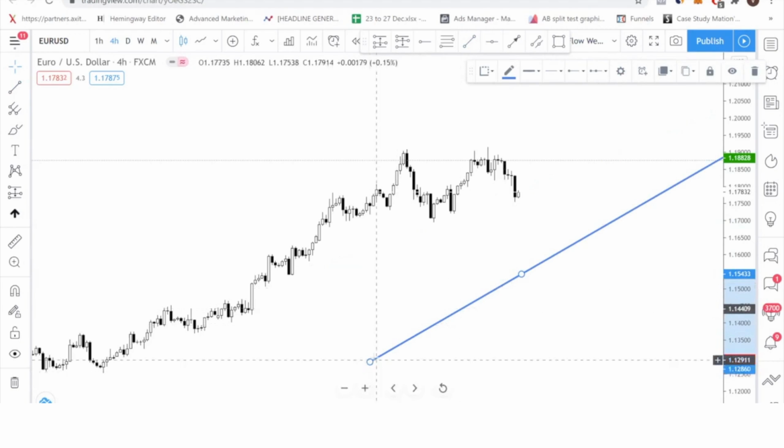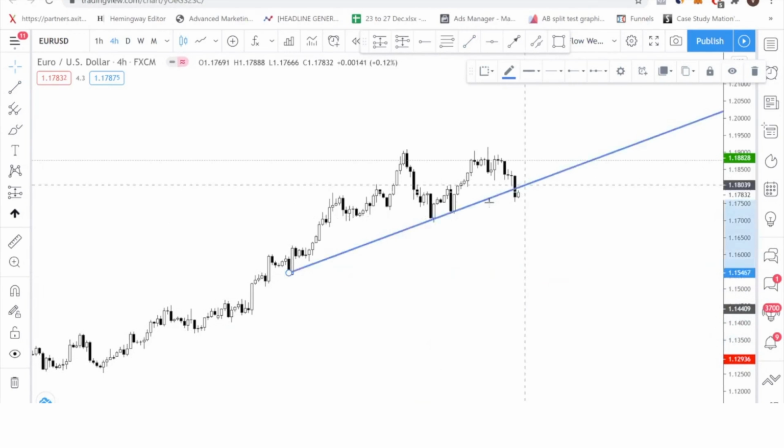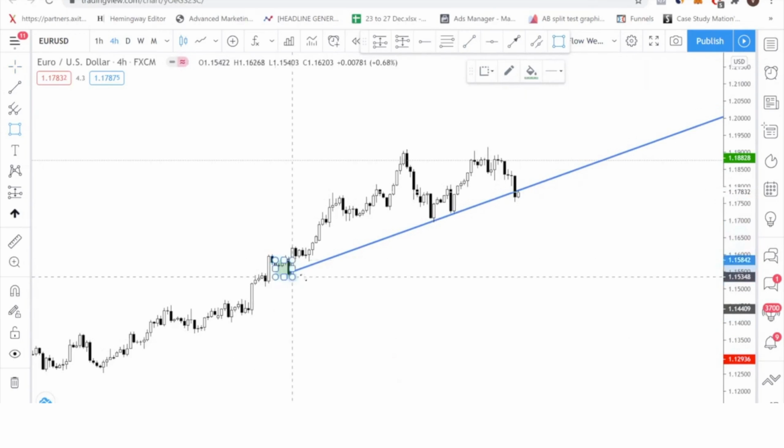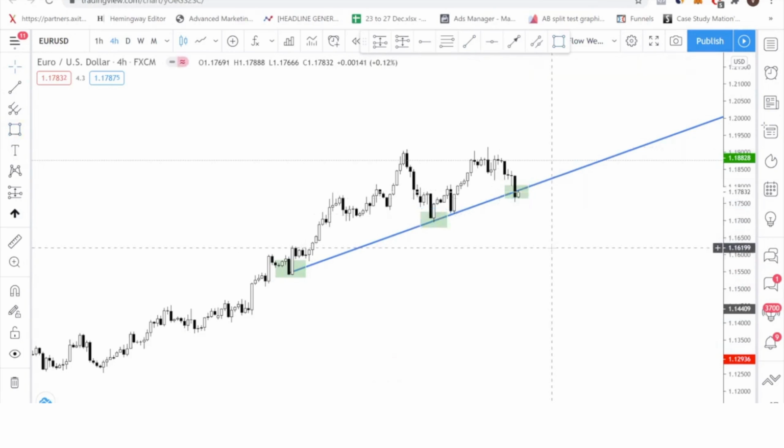You just want to connect the swing lows. If you are trying to draw a trend line that is bullish, meaning upward sloping, then you want to connect two swing lows. In this case, what I've drawn is over here and over here. I connect these two lows and I'm potentially predicting that price will bounce at this level. Think of it this way: a trend line is basically you trying to connect two swing lows or two swing highs to project the next swing high or swing low.